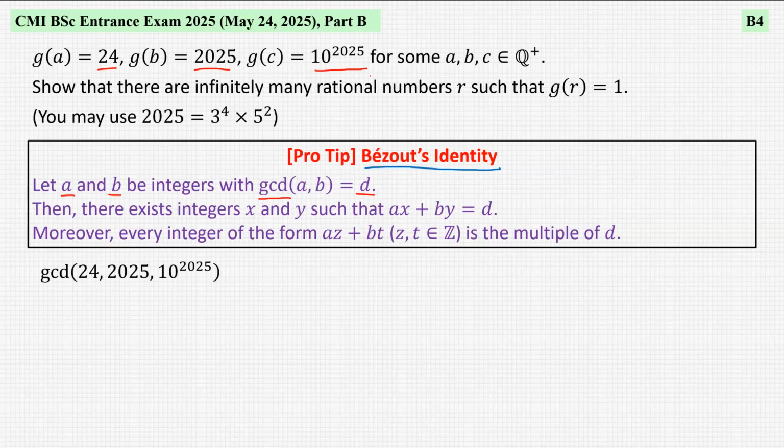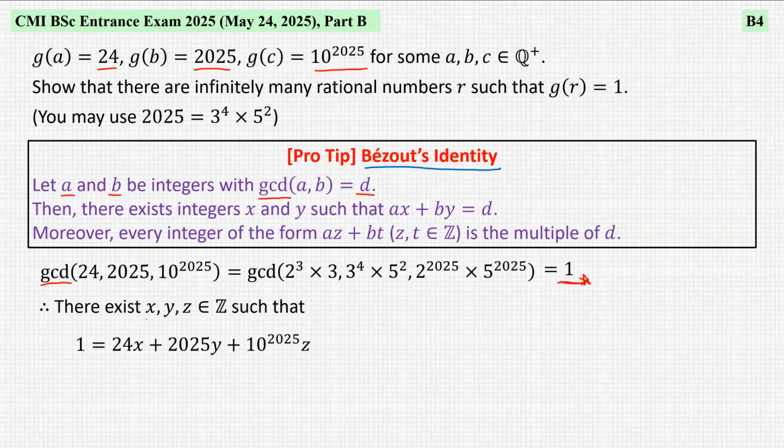Well, we were taking a look at Bezout's identity, so it feels natural to investigate the greatest common divisor of these 3 numbers. And if you take a look at their prime factorizations, it is not difficult to find out that the greatest common divisor is 1. Therefore, there exist integers x, y, and z satisfying 1, the greatest common divisor, is equal to 24 times x plus 2025 times y plus 10 to the power of 2025 times z.